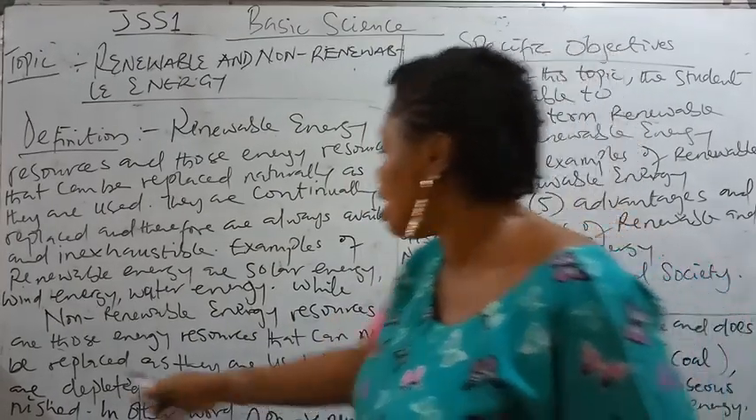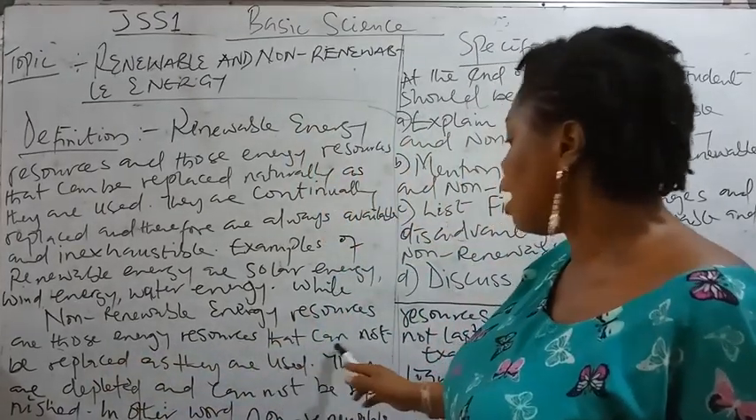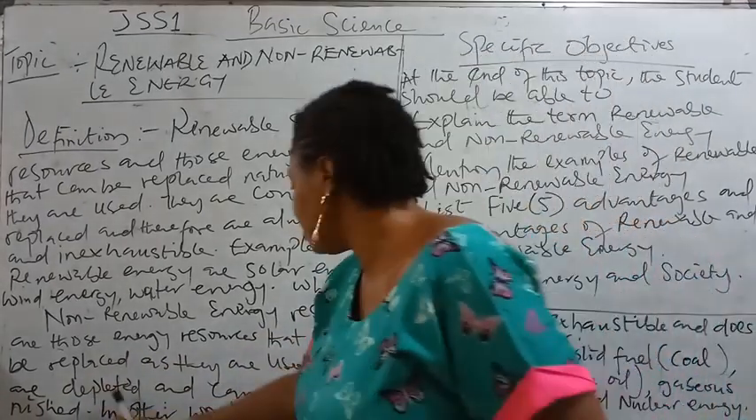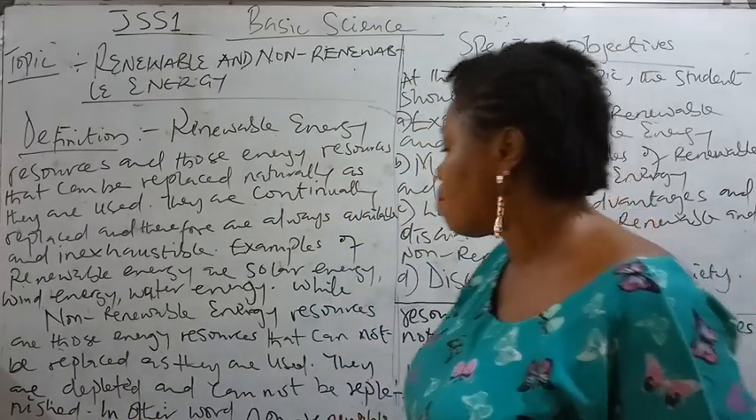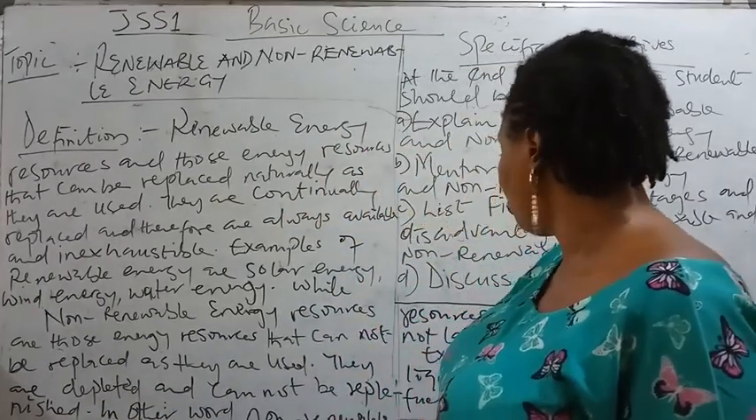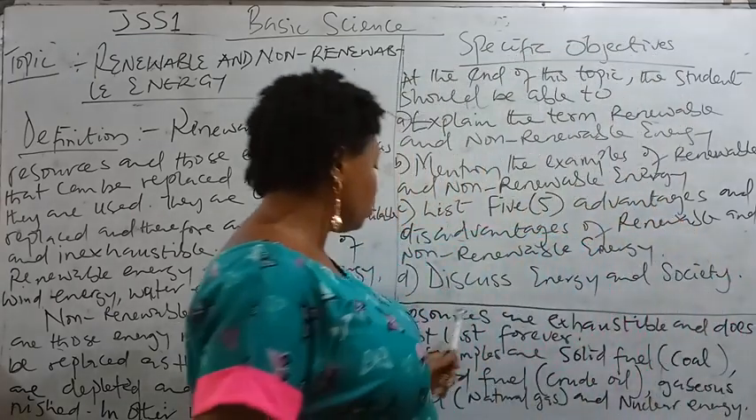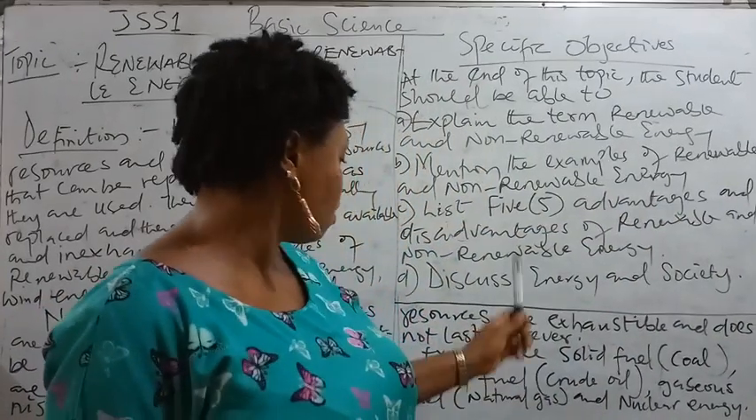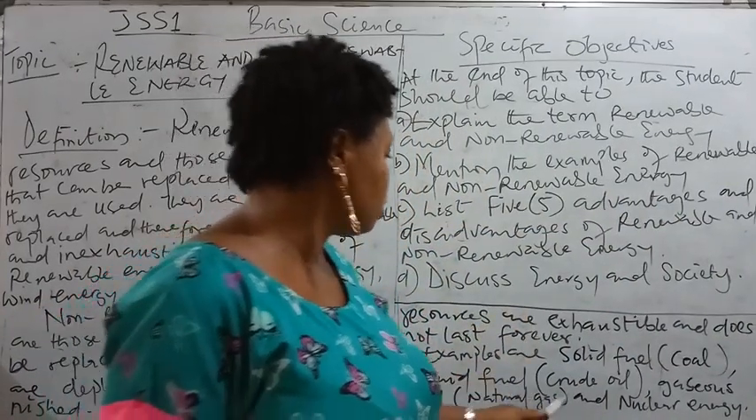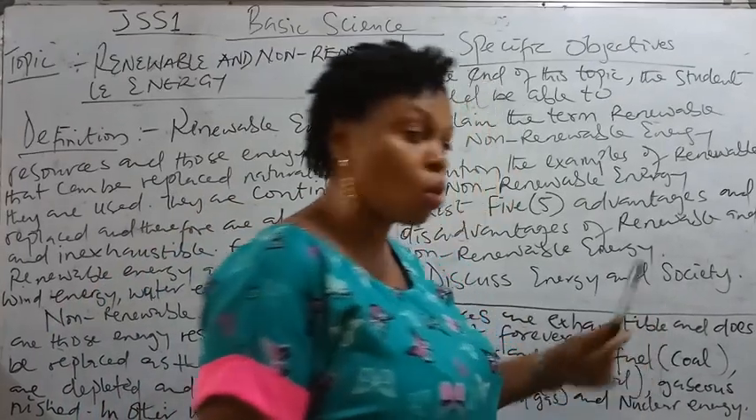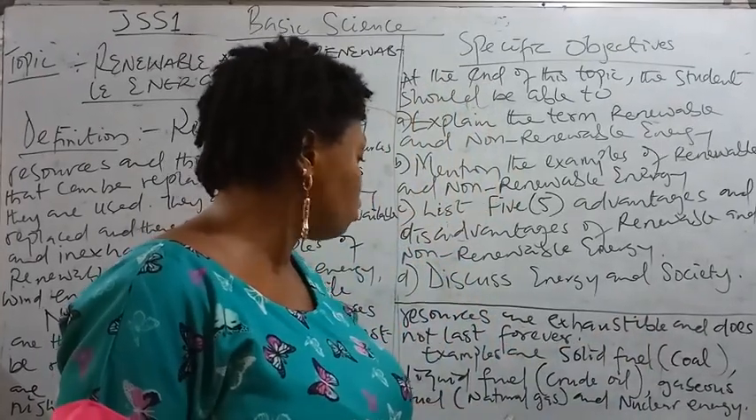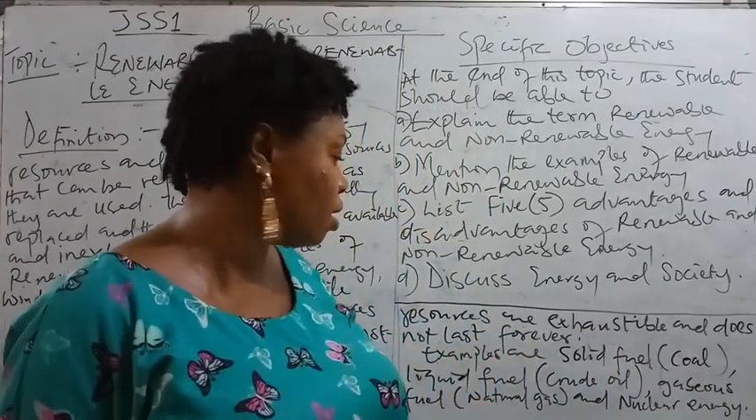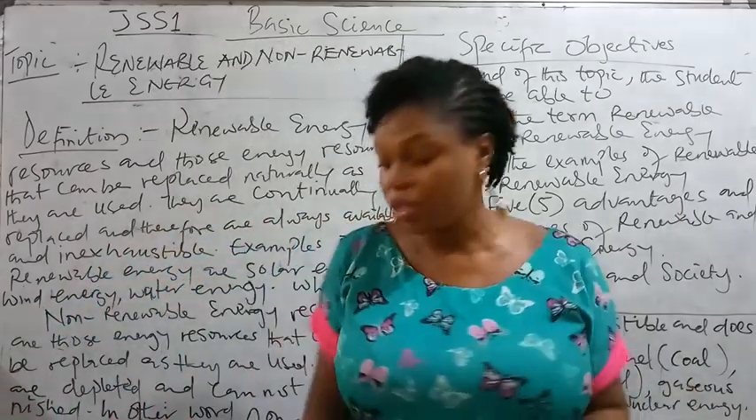Now we have non-renewable energy. Non-renewable energy resources are those energy resources that cannot be replaced as they are used. They are depleted and cannot be replenished. In other words, non-renewable energy resources are exhaustible and do not last forever. Examples are solid fuel, which is coal; liquid fuel, which is crude oil; gaseous fuel, our natural gas; and nuclear energy.